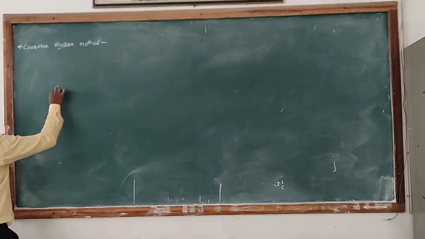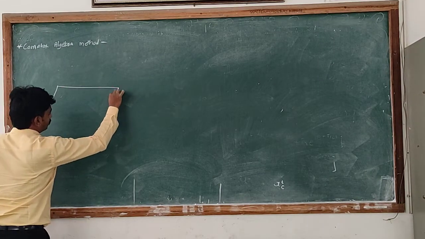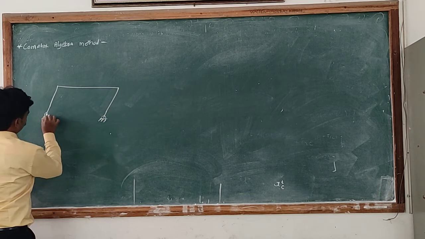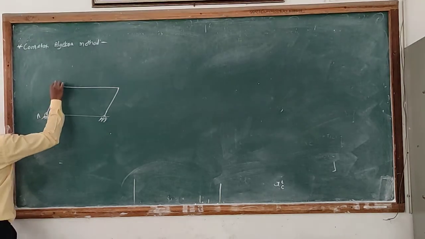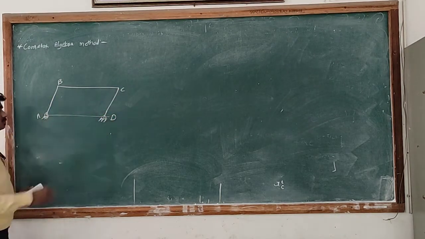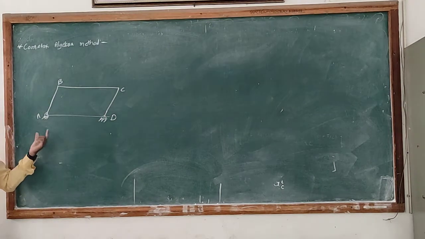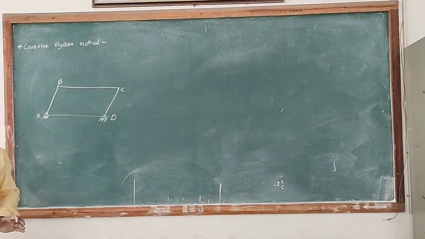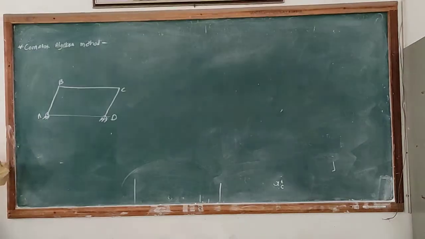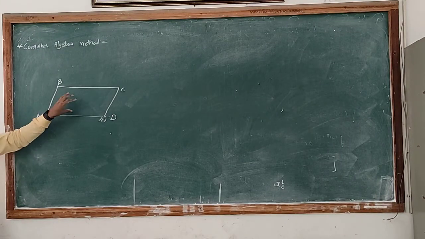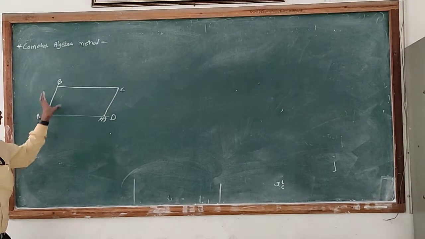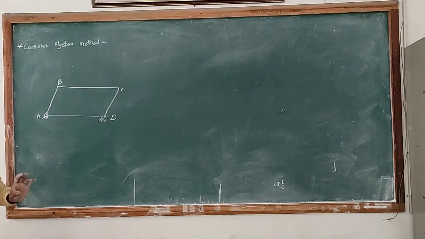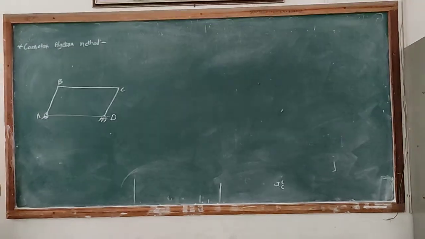Let's see. This is my 4-bar chain mechanism. Links AB, BC, CD and DA. Okay. This is the 4-bar chain mechanism, and we also call it a closure loop equation. This means this loop is closed. Therefore, it is called a closure loop equation.